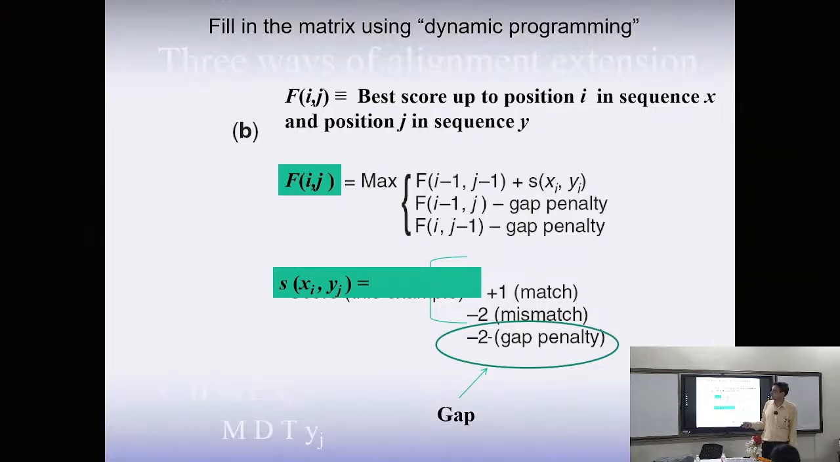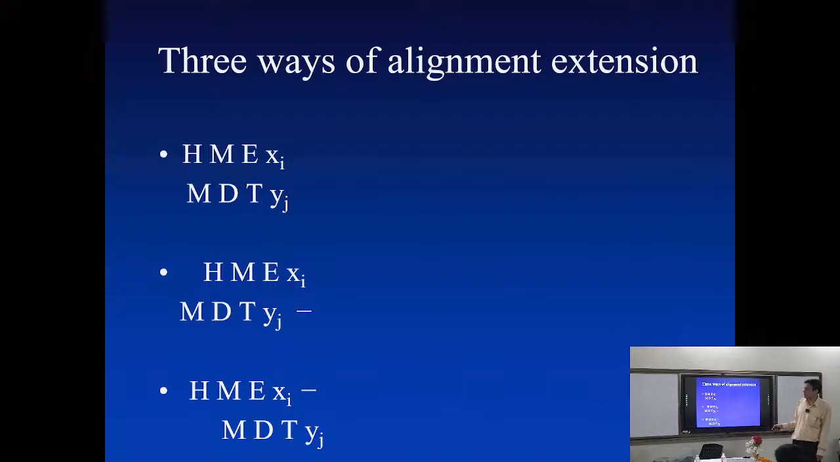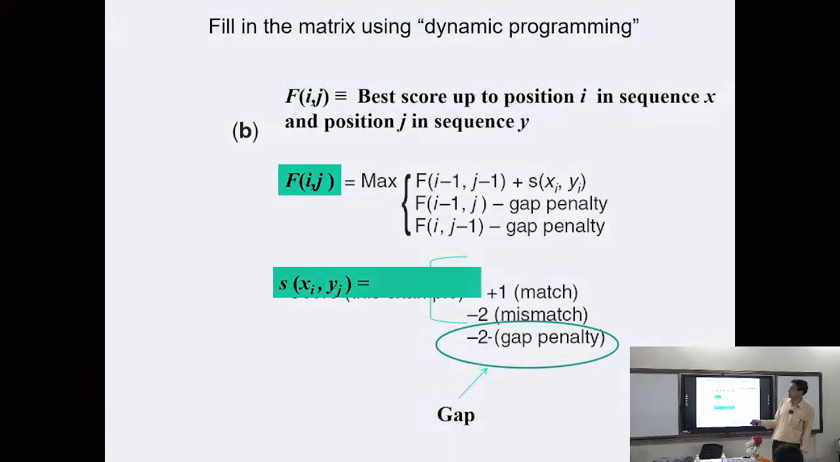The third scenario is Yj is aligned to gap. And what are the indices? Indices are I and J minus 1, F(I, J minus 1), and add to it the gap penalty, which is this one. So this is the recursive equation which is going to help you in finding the best score up to the alignment at a certain position in X and a certain position in Y.